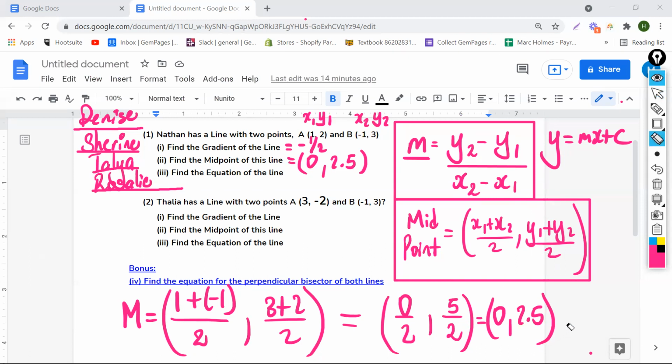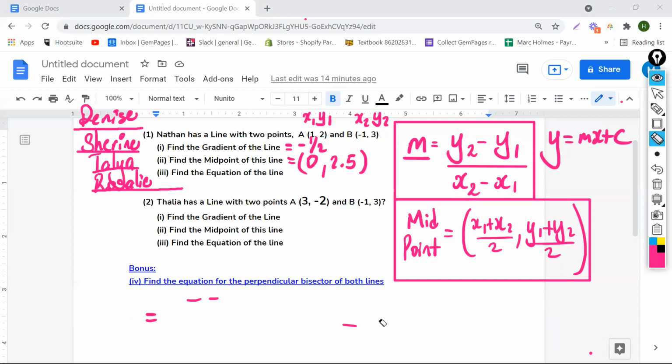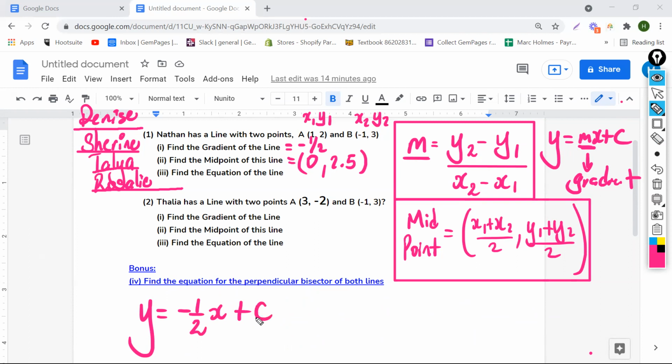So the last thing now, guys, is the equation of the line. And the equation of the line, guys, we'll have to say y is equal to mx plus c. Remember, m is the gradient, guys, that we found. So y is equal to negative a half x plus c. And we can use any point. Let's use the first point, 1, 2. So let's use that point. Anywhere I say x, I'm going to put 1. And anywhere I say y, I'm going to put 2.